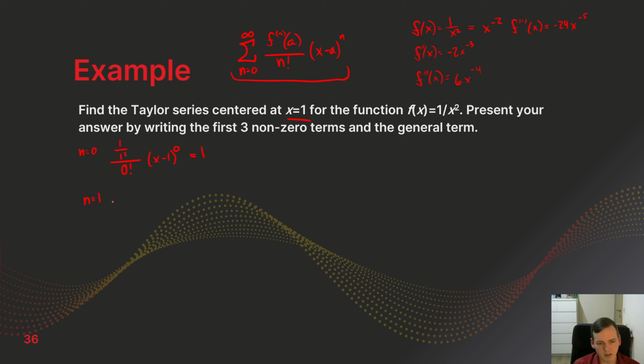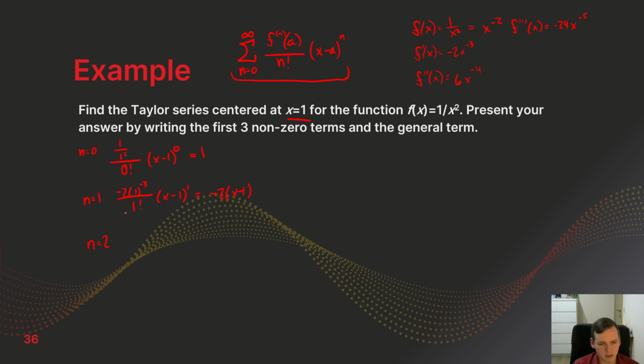Our second non-zero term is going to be n equals 1. So this is going to be negative 2 times 1 to the negative 3rd divided by 1 factorial times x minus 1 to the 1st. Negative 2 times 1 to the negative 3rd is just negative 2. 1 factorial is 1, so we get negative 2 times x minus 1. So that's our second non-zero term.